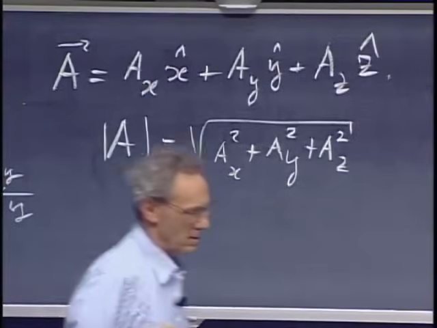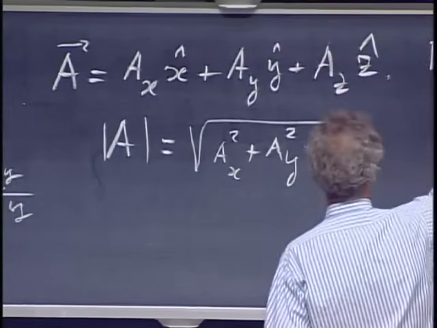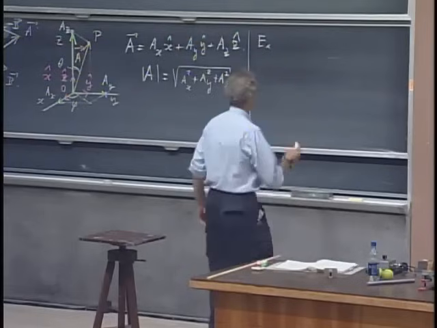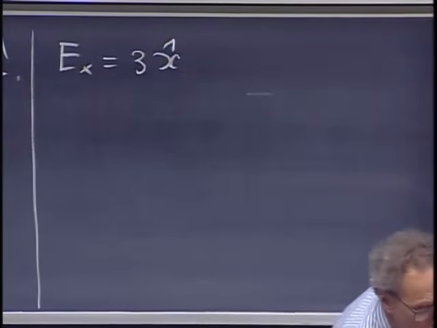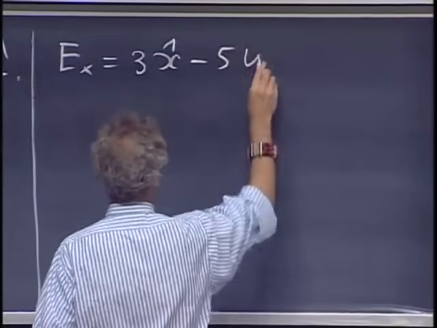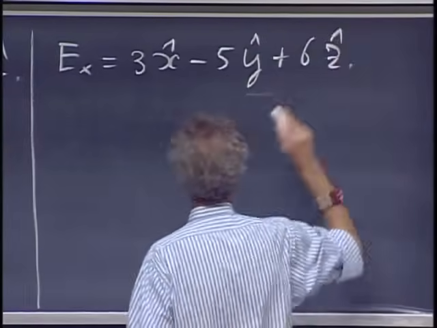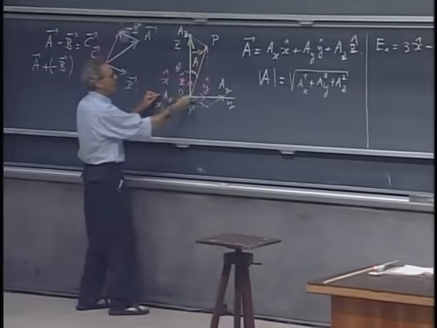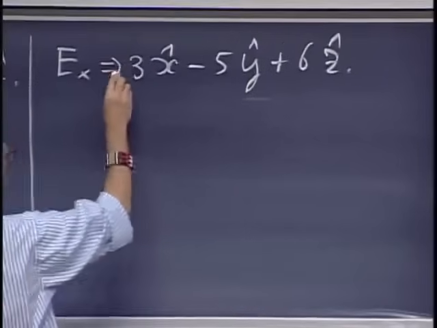And so we can take a simple example. For instance, I take a vector A. So this is just an example to see this in action. And we call A 3x roof, so A of x is 3, minus 5y roof, plus 6z roof. So that means that it's 3 units in this direction. It is 5 units in this direction, in the minus y direction, and 6 in the plus z direction. That makes up a vector, and I call that vector A.